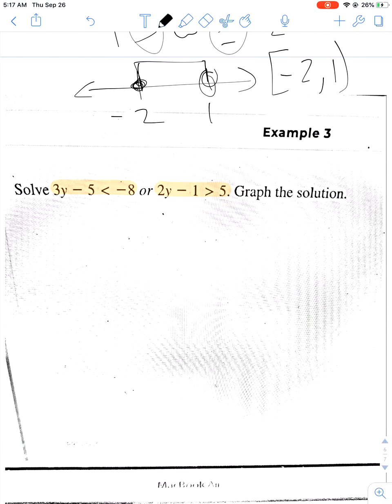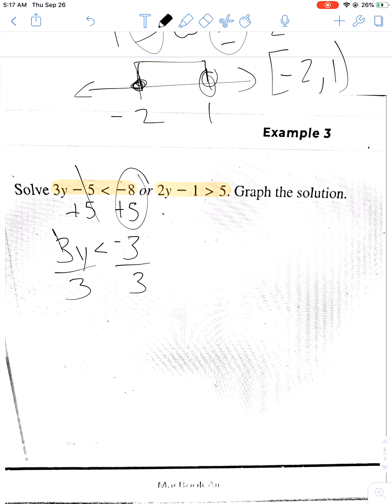So let's see. Add 5. But notice that there's just the one side here, so I just add it here. This cancels, so now I have 3y is less than, opposite signs, so we subtract, 8 minus 5 is 3. The negative was bigger. Then I divide by 3. No flipping here, because you're just dividing by a positive. So I get y is less than negative 1.